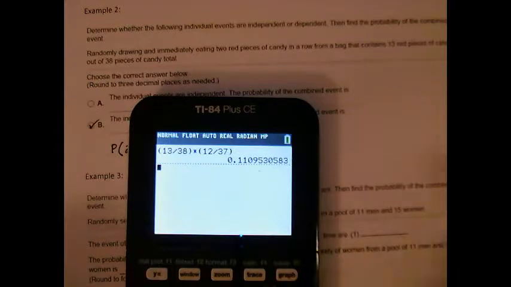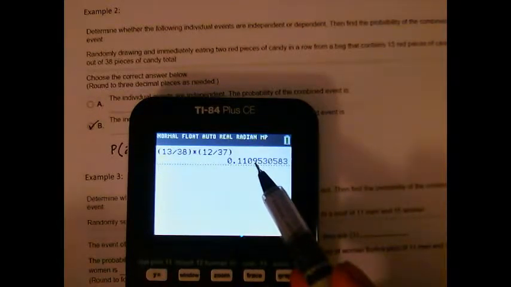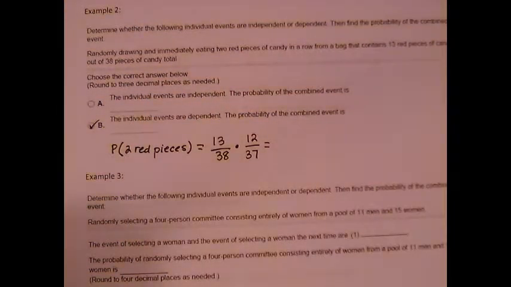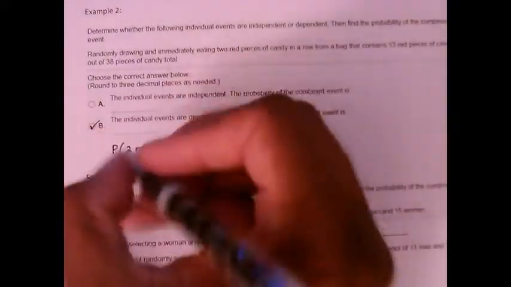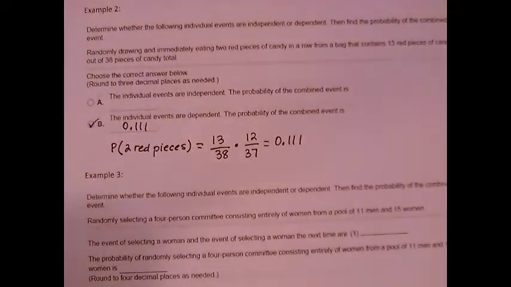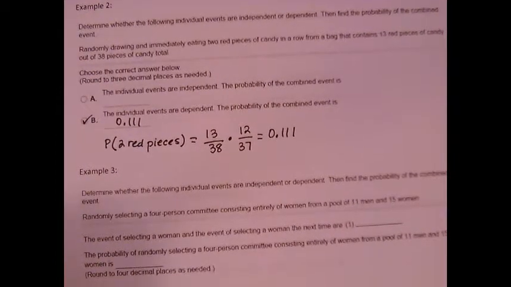Now the 3 decimal places, this 0 is the third number after the decimal point. The number to the right of it is a 9. That's bigger than 5, so we increase that 0 to a 1. So this will be 0.111. That would be the probability of eating 2 red pieces of candy in a row from a bag that contains 13 red pieces of candy out of 38 pieces of candy total.